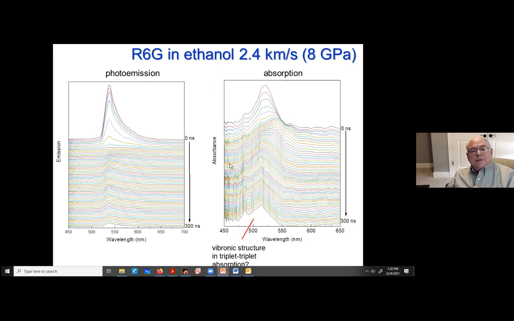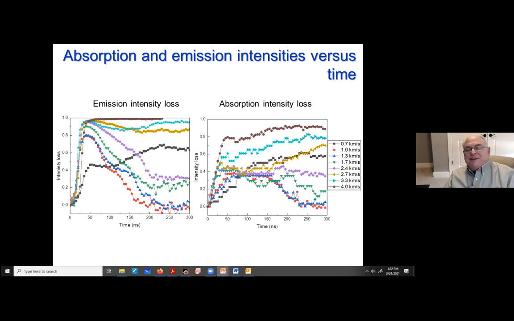Okay, so what I think is actually the vibronic structure in the triplet state. So really, these are the results we have. Well, let's see, there's one more result, which is we can take lots of data now. There's a lot of different speeds. And this is the emission intensity loss.